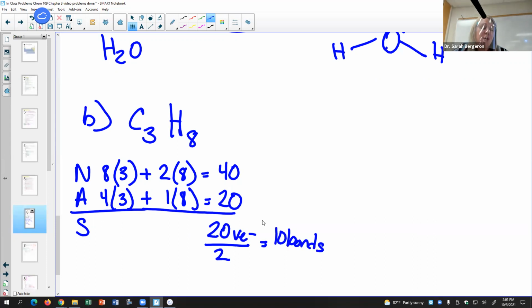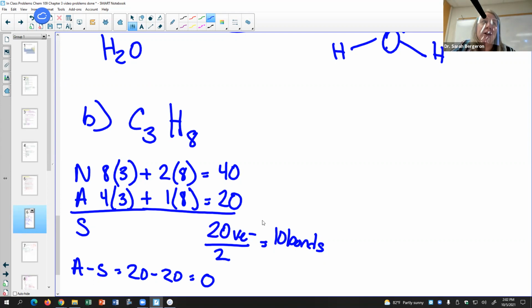Am I going to have any lone pairs left to put on the molecule? I do available minus shared. 20 minus 20, none. So I'm going to have no lone pairs to assign. Everything should be happy just by connecting with these 10 bonds. So how can I connect 3 carbons and 8 hydrogens to make everybody happy?